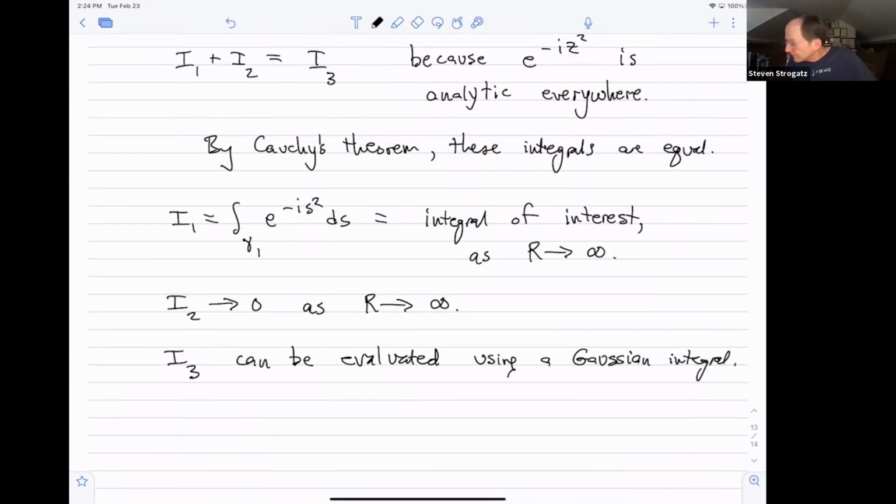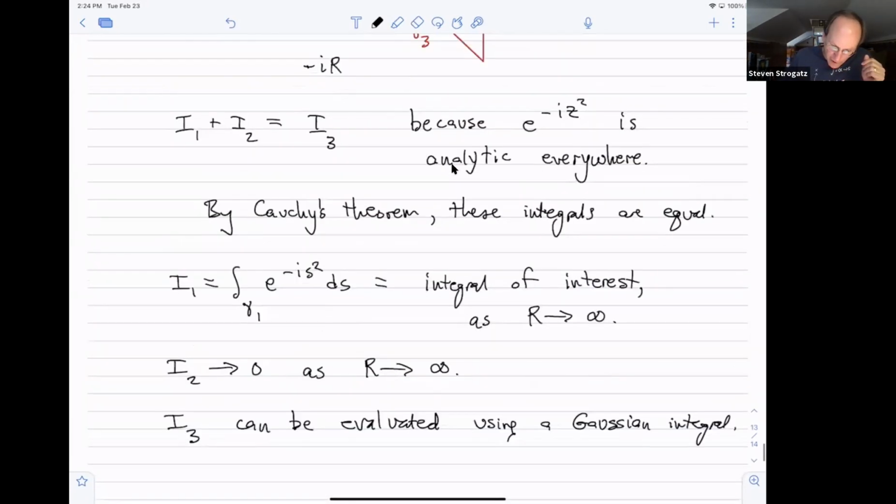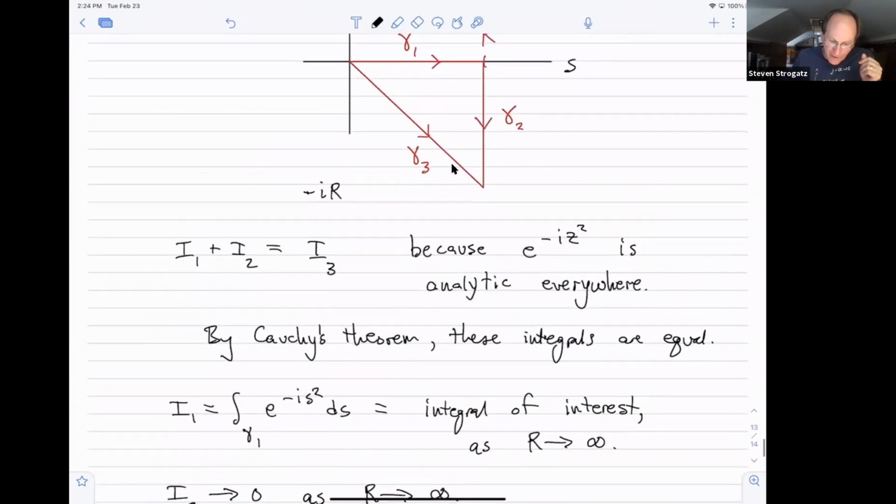Let's see here in the chat. Gamma 3 is oriented backwards. Right, so this is the question. The way I've written it, I oriented it the way I meant to orient it. I'm saying the integral between these two points, here and here, is independent of path. So I can either go this way or I can go this way.